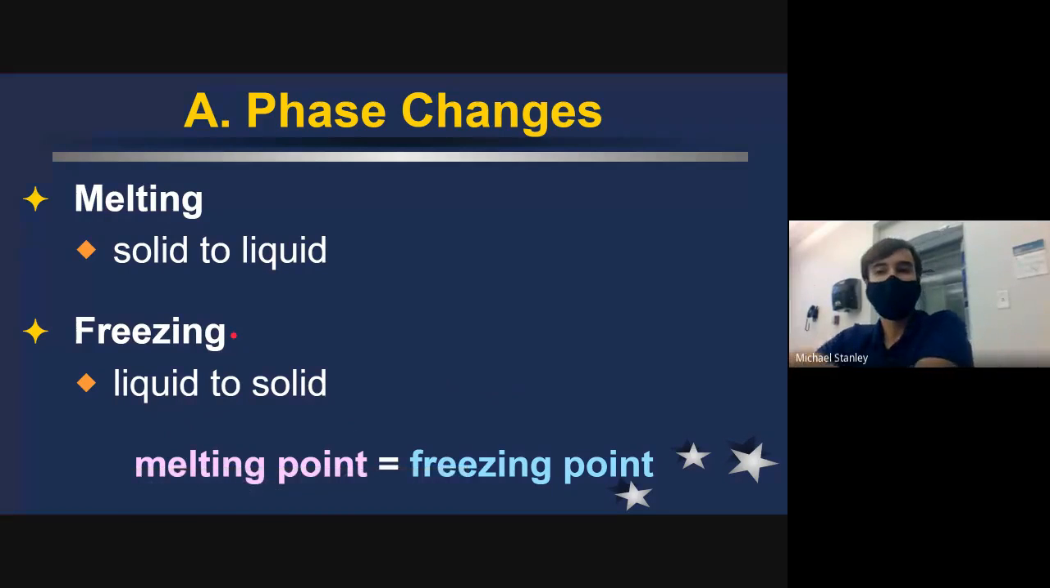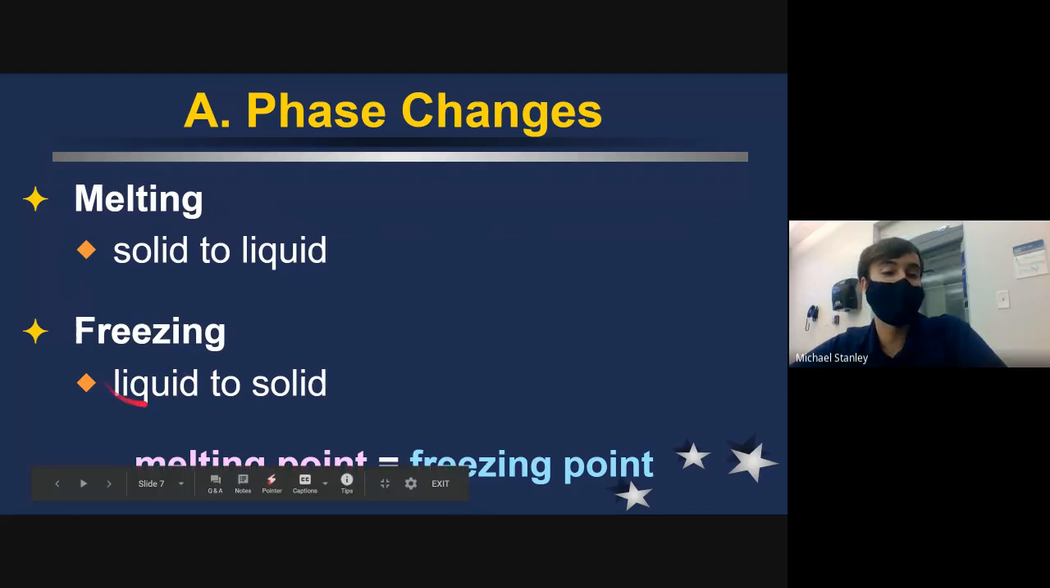Bingo. So in Fahrenheit, the freezing and melting point is 32 degrees. And Celsius, it is 0 degrees. Both of them mean the same thing. So at 32 degrees Fahrenheit, solid ice blocks will start melting into liquid water. Or if we have some liquid water, if we cool it down to 32 degrees Fahrenheit, it'll start turning into solid ice blocks.